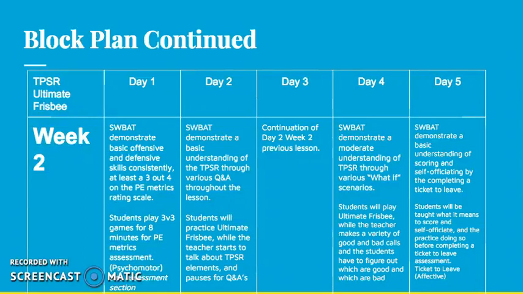Day 4, the students will play Ultimate Frisbee again while the teacher makes a variety of good and bad calls, and the students have to figure out which are good and which are bad. We titled this game What If Scenarios. Day 5, students will be taught what it means to score and self-officiate, and they will practice doing so before completing a ticket to leave, which is an affective assessment for our unit.